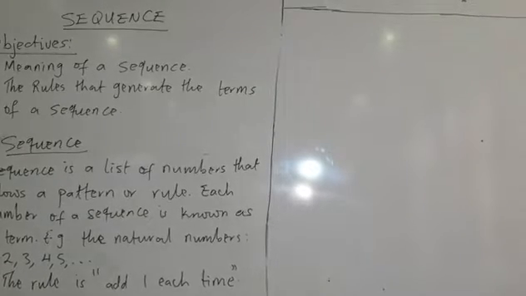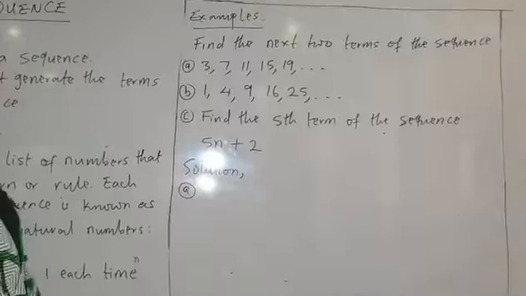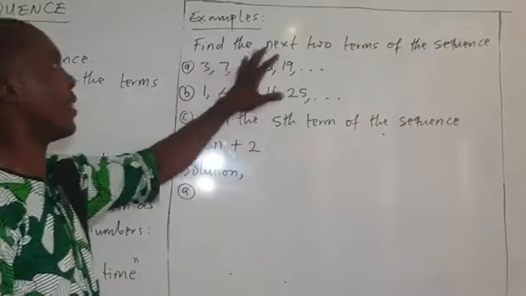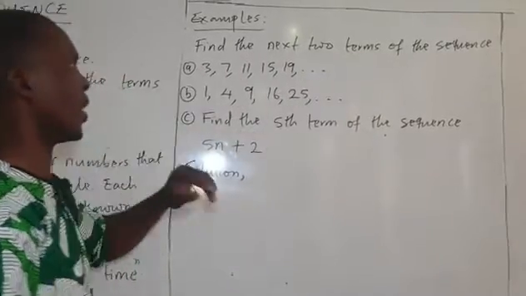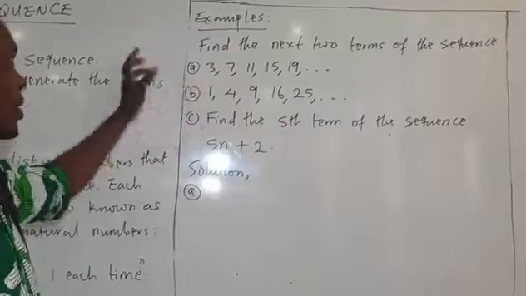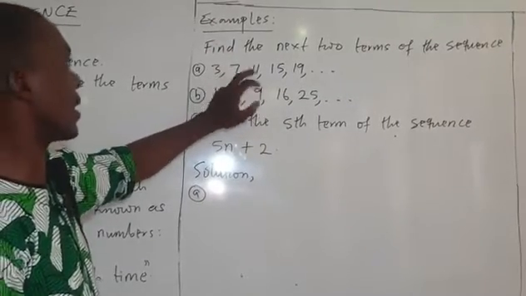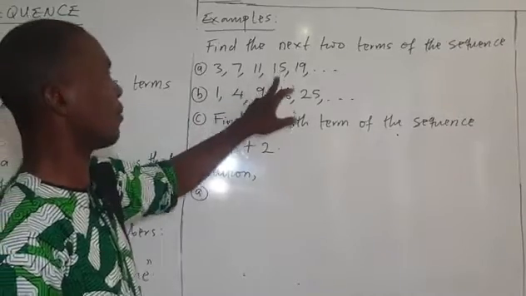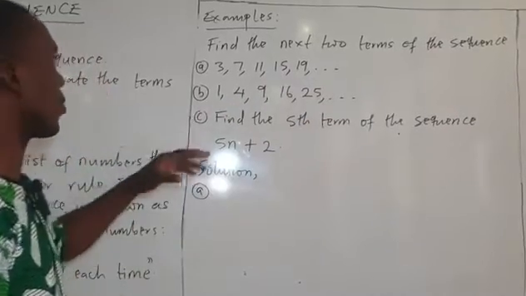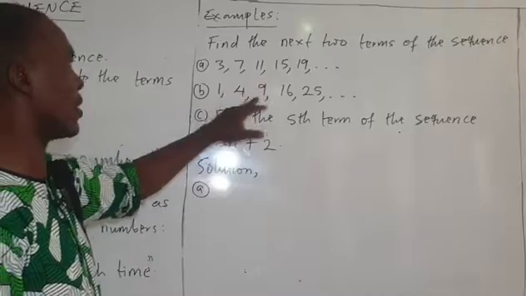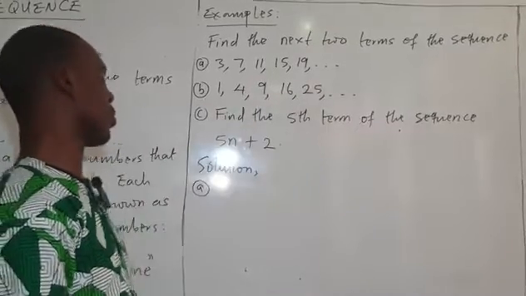Then the next thing is to move to the examples. The question says, find the next two terms of the following sequences. Question A: 3, 7, 11, 15, 19, and so on. Then question B: 1, 4, 9, 16, 25, and so on.